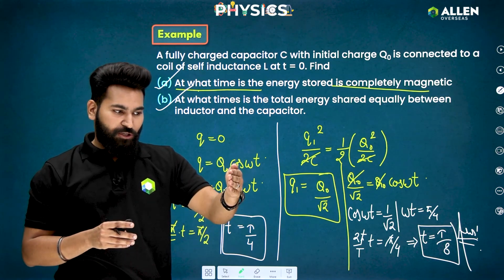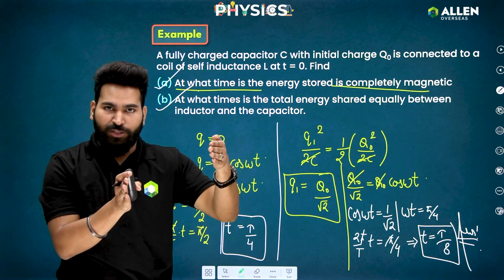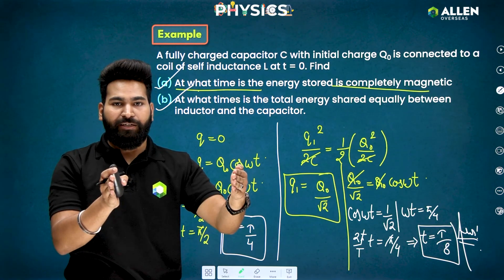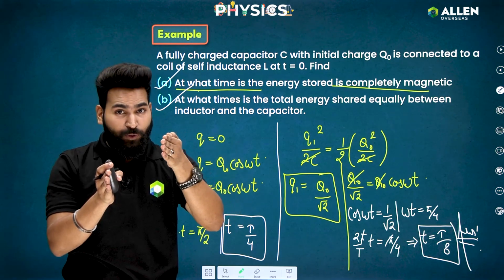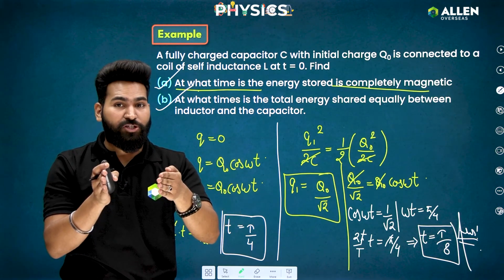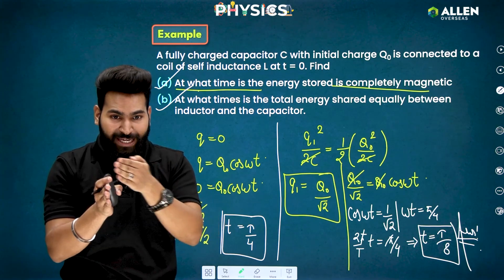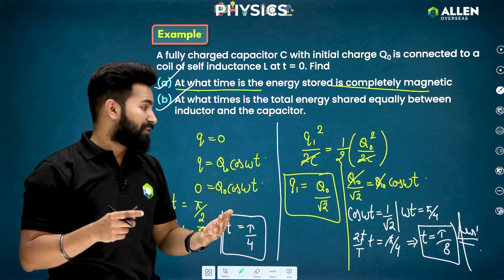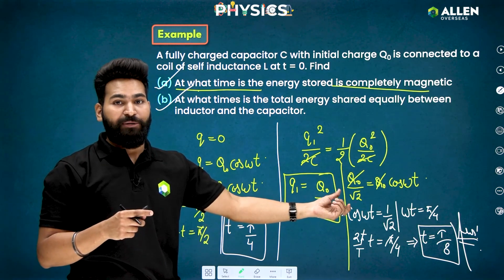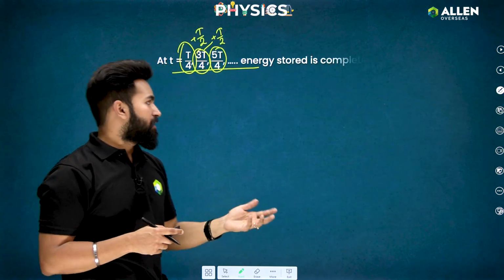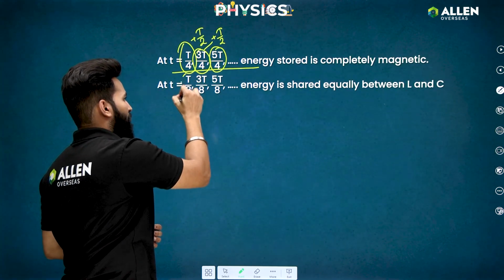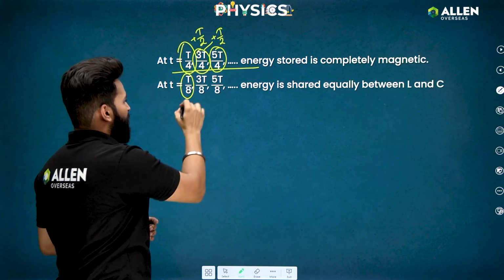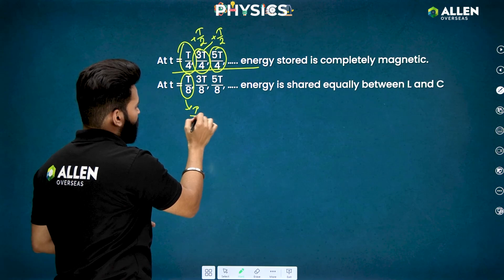Because from T equal to 0 to T by 4, energy was completely stored in the capacitor, and then energy is completely stored in the inductor. In between that, at time T equal to T by 8, the energy is equally shared. So after again T by 8 plus T by 8, that means after T by 4 time, the energy will be shared equally between the capacitor and the inductor. So if it is shared equally at T by 8, just add T by 4 to that.